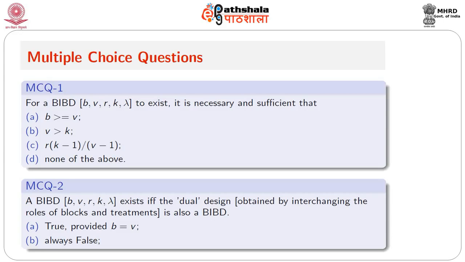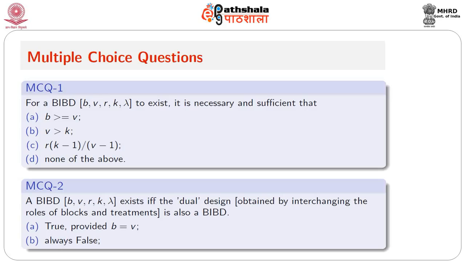But we have already seen earlier that even though these combinatorial identities or relations are satisfied, namely bk equal to vr and lambda into v minus 1 equal to r into k minus 1, it is not necessary that a design will exist, okay? You have to keep that in mind, okay? This is a very strong statement, necessary and sufficient. Okay. So you have to be careful. Okay, sir. What is the next question?